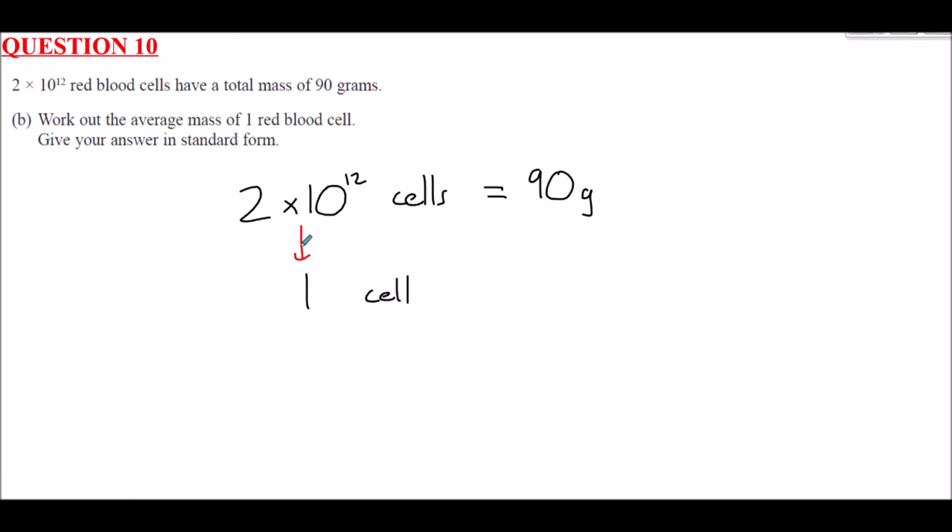Well, you need to know and remember almost automatically that any number divided by itself always gives you 1. 2 divided by 2 is 1, 17 divided by 17 is 1, and so on. So we can divide this number by itself. We can divide the left-hand side by 2 times 10 to the 12. However, with equations, what you do to one side to keep the balance correct, you need to do to the other. So to work out the mass of one cell, I also need to do 90 and then divide that by 2 times 10 to the 12. And when I do that, that will tell us what the average mass of one red blood cell is.